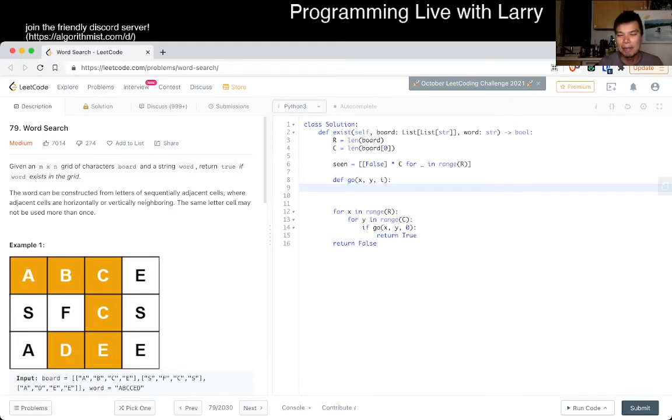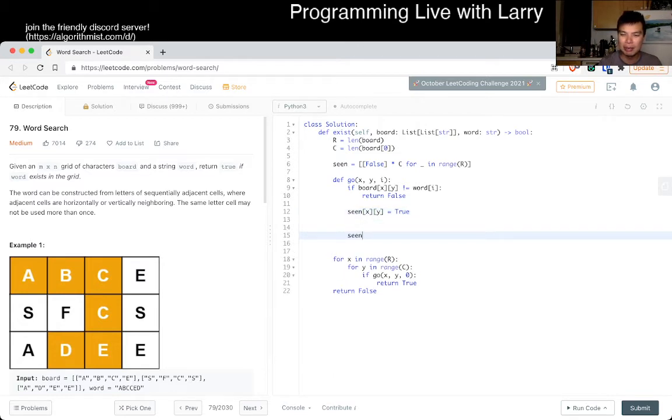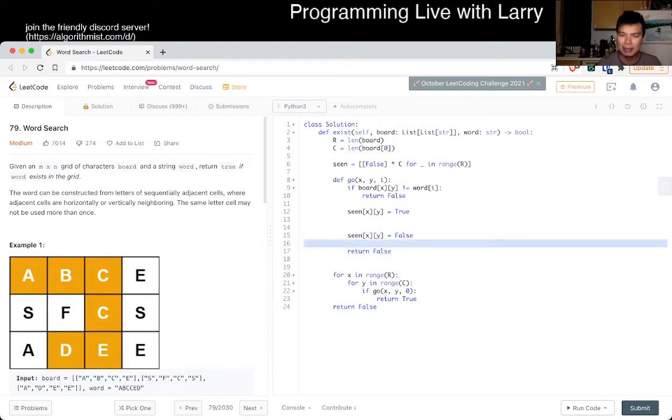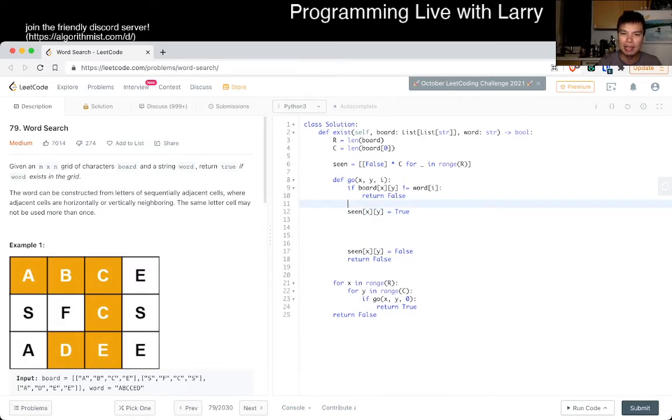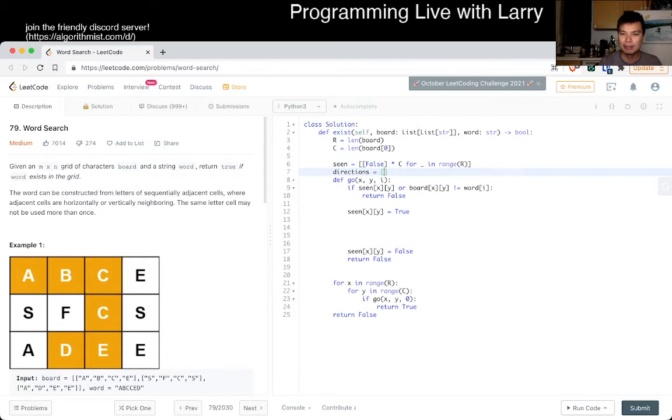Okay, so in this case, if board of x y is not equal to word of i, we return false. Otherwise, we want to mark x y as true. We do some recursion and then we mark it as false, right? And in this case we will return false as the default case, which means the rest of it failed. And then here we have to do up, down, left, right. So direction is equal to, and we can even add this as well. So if seen of x y is true, that means that we already saw it, then we return false because we shouldn't be going that way.